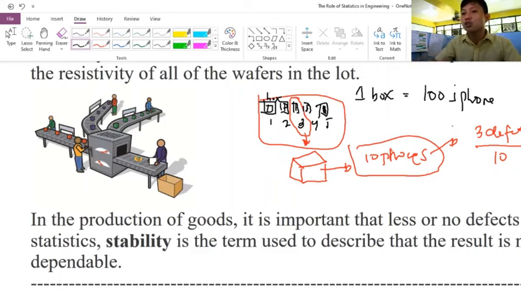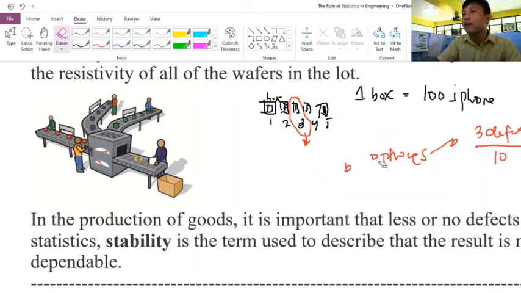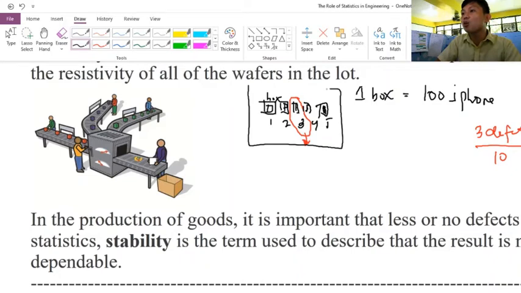production. So, in statistics, stability is the term used to describe the result that is not changing or is the result of dependable. So, ano ibig sabihin yan? Now, let me elaborate. Okay, so balik tayo dito sa ating boxes. Let's say yan ay batch 1. B1. Tapos, nag-manufacture tayo.